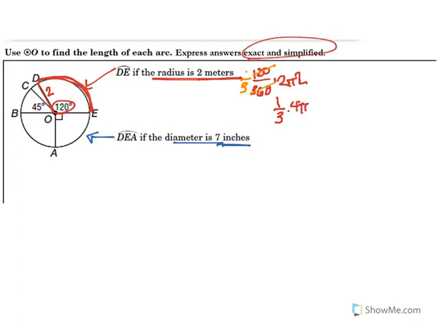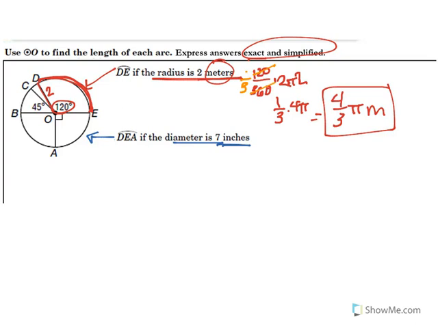Again, I want answers exact and simplified. I cannot divide 4 by 3 evenly, so I'm going to leave it as a fraction. 4 over 3 pi. And what's my units? Meters. Okay.